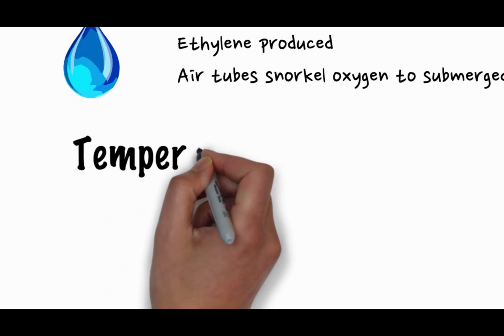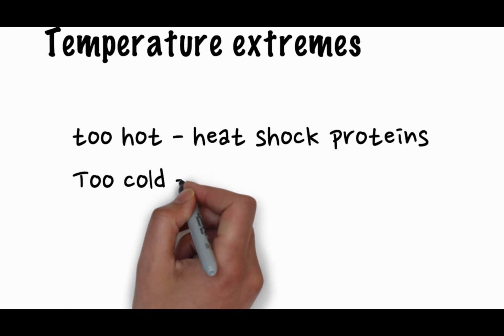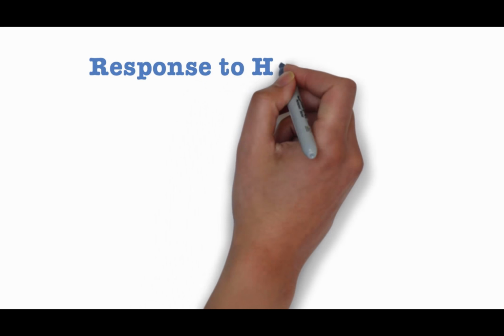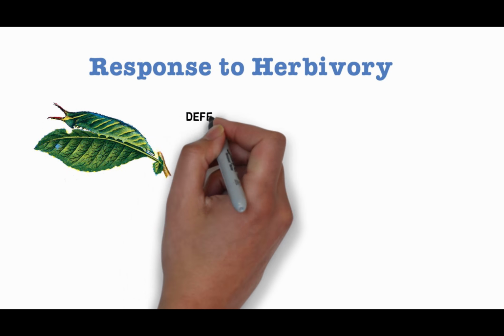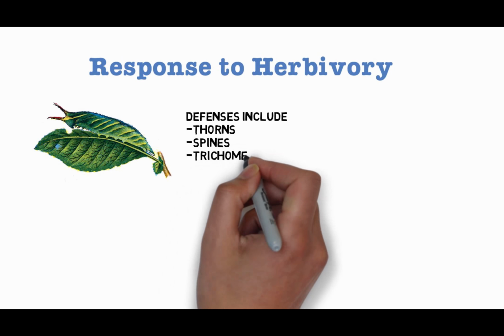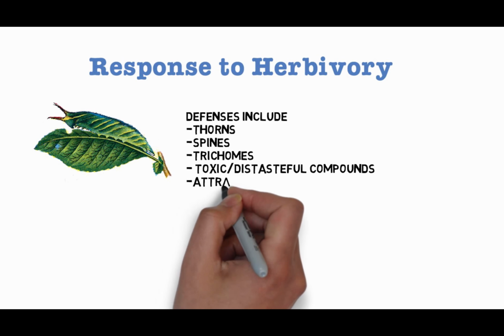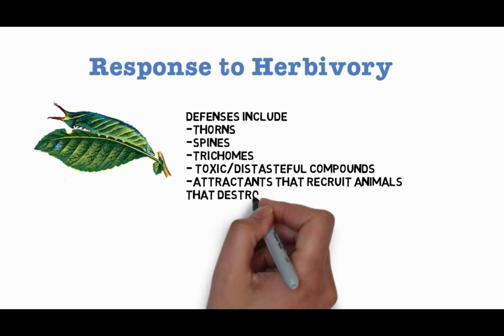Temperature extremes can lead to the plant producing proteins that counter these effects. If too hot, heat shock proteins keep other proteins from denaturing, and if too cold, it leads to the production of antifreeze proteins. Plants can also respond to herbivory and pathogens. Defenses against herbivores include thorns, spines, trichomes, and toxic or distasteful compounds. Plants may also produce attractants that recruit animals that destroy herbivores. We will address these in more detail when we study community interactions.